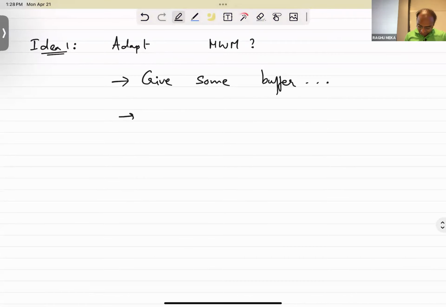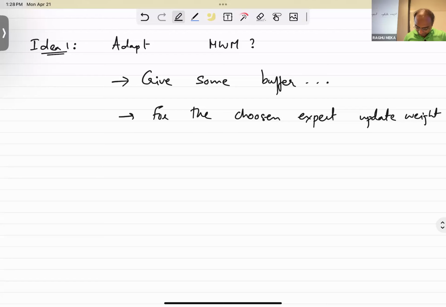And you can say somehow, for the chosen expert, update the weight properly. For the rest, use the past history to guess.